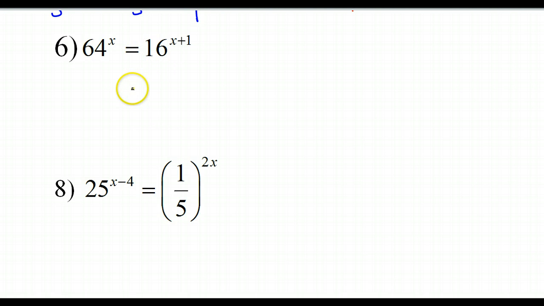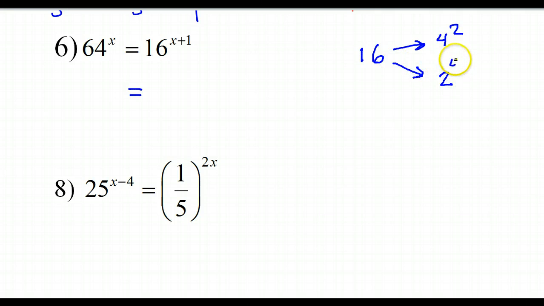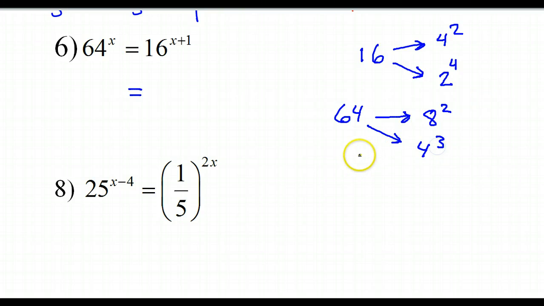The 16, you know that you have two options on the 16. 16 can be written as 4 squared. 16 is also 2 to the 4th power. So I can rewrite 16 as a base 4 or a base 2. All right, now look at the 64. 64 can also be written in two ways. 64 can be written as 8 squared, but 64 can also be written as 4 to the 3rd power.